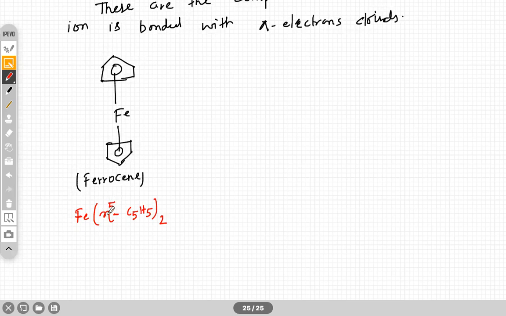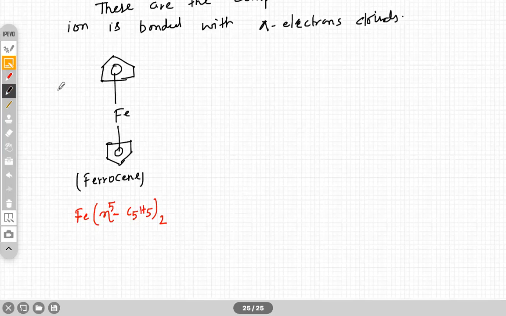Once in NEET, they asked this question. They gave the structure and eta to the power x was written, and the question was, what is the value of x? So x here, or the number here, is the number of carbon atoms in the ligand, or number of atoms in the ligand. Eta to the power 5, the name is ferrocene, and the representation is this.